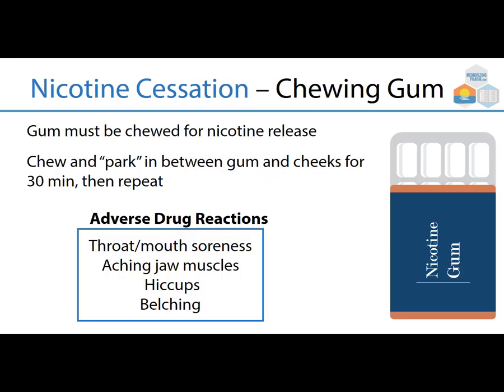So the gum must be chewed for nicotine release, and you chew and park it in between the gum and cheeks for 30 minutes, then repeat. Some of the drug reactions are throat and mouth soreness, aching jaw muscles, hiccups, and belching, a little bit of an uncomfortable situation with those. But I've heard success stories from all 5 different forms. It really is personal to the person and deciding what is the best way and what would do the best job of replacing not only the nicotine itself, but the action of smoking.